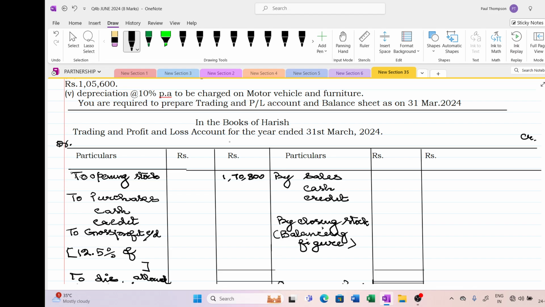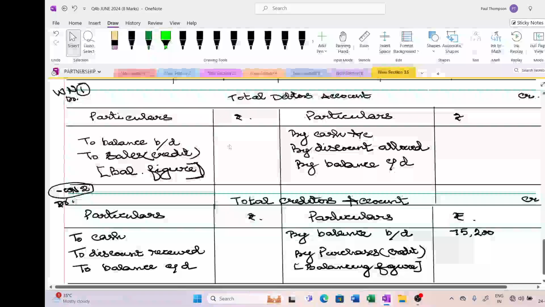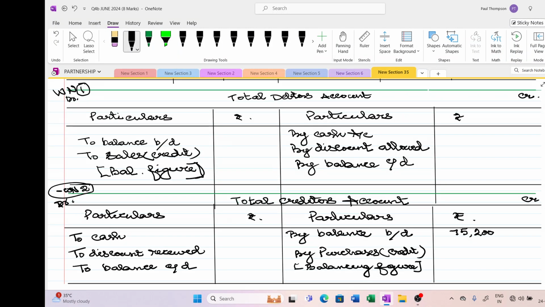Then they have given debtors. That is the opening debtor. So I am going to the debtor account. To balance brought down 1,45,400. Just for easiness, I have written everything in advance.